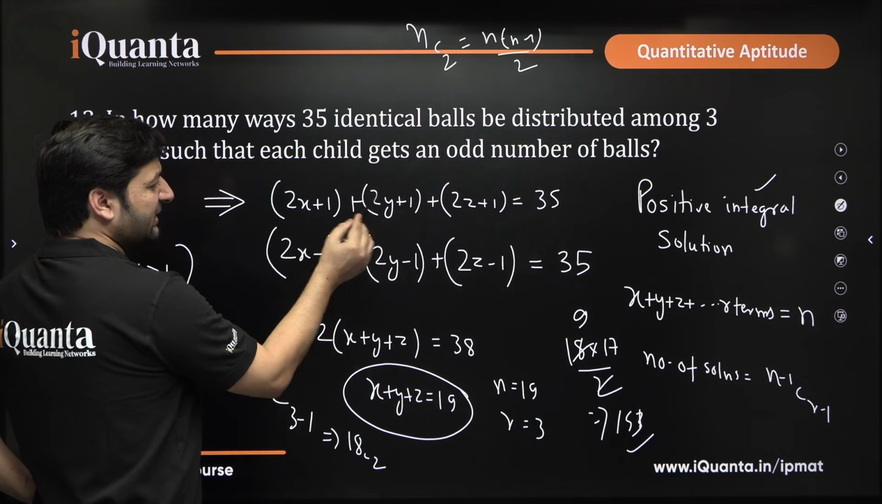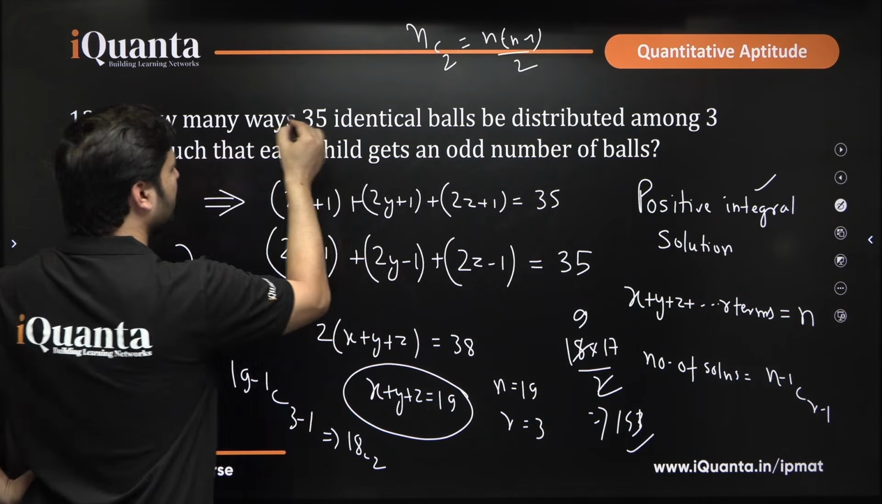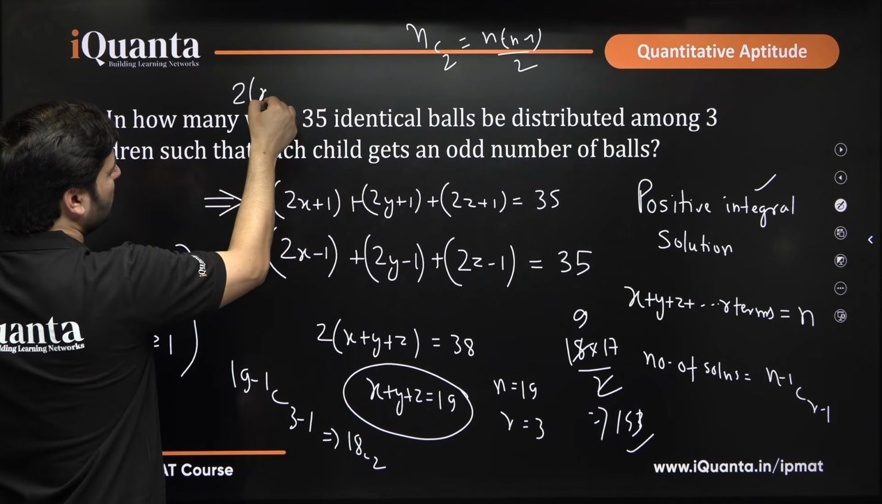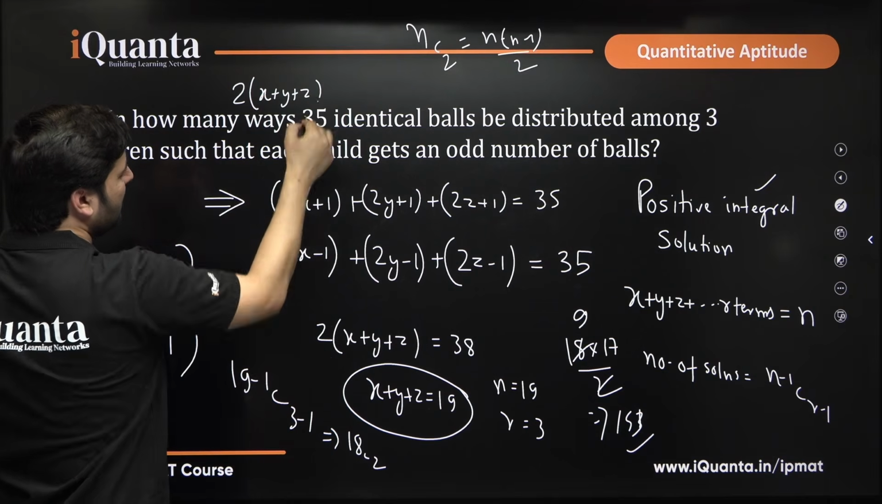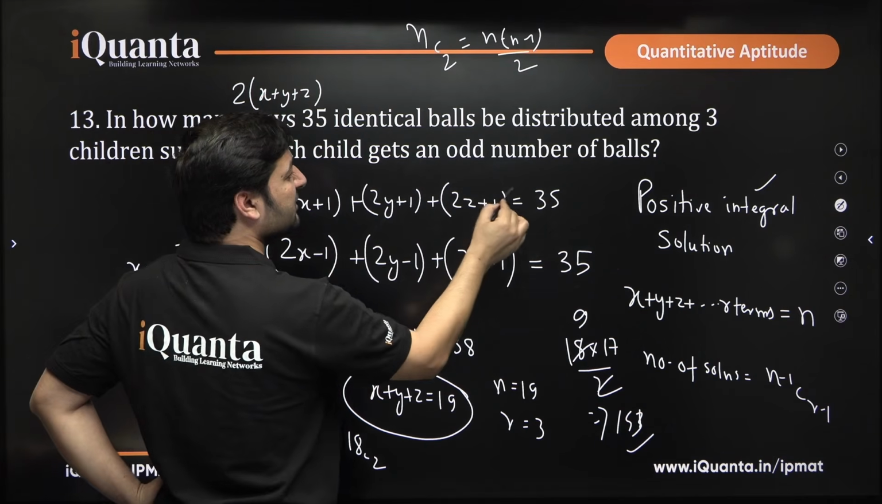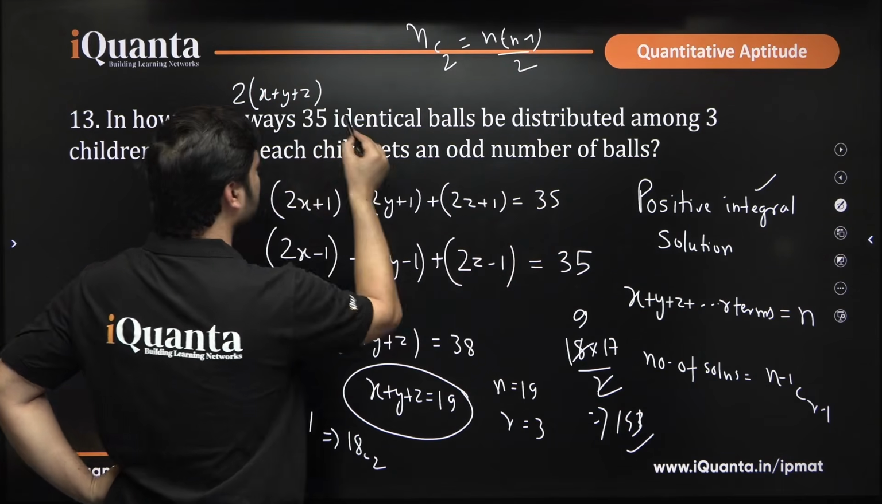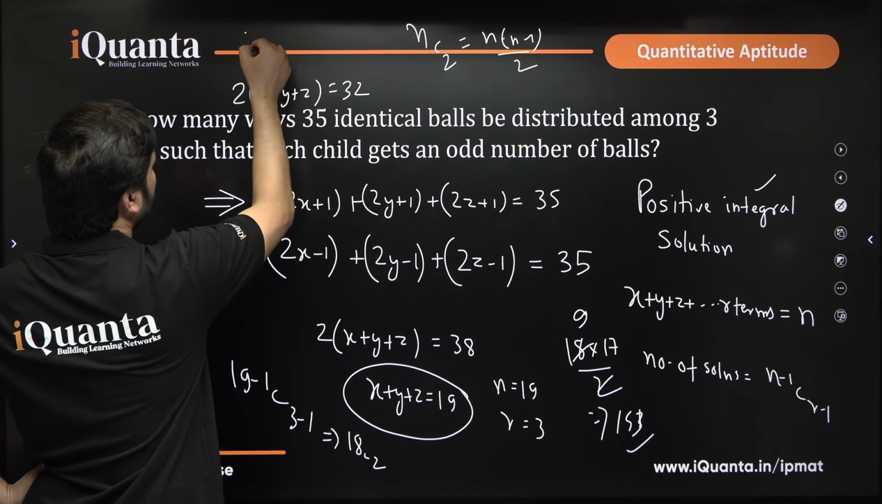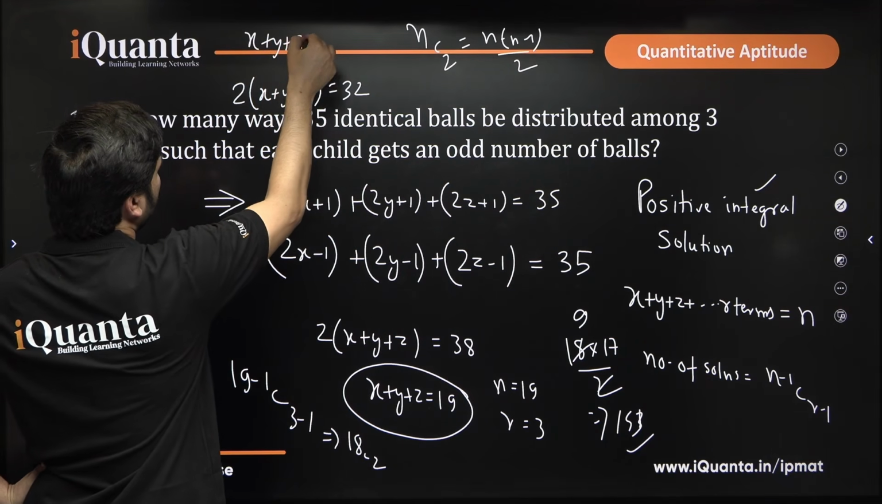You have to see that 2x plus 2y plus 2z, that means 2 times x plus y plus z. Here we will have 1 plus 1 plus 1, 3, 3 goes that side, 35 minus 3 is 32. What do you eventually get? You get x plus y plus z equal to 16.